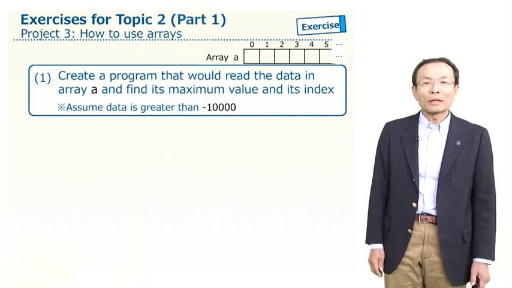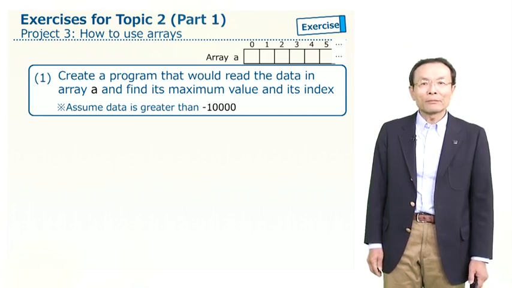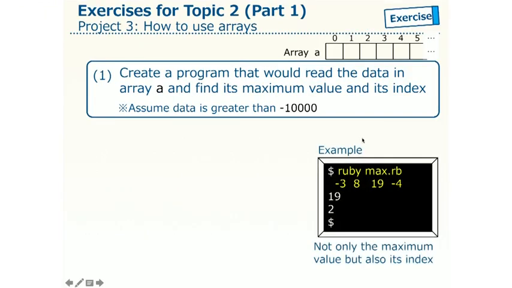Create a program that would read the data into array A and find its maximum value and its index. This is our problem. Let us take a look at an example of such an execution. Here it is. Let us name the program max.rb. Once that is done and run it in Ruby, the computer will wait for the input. Then, for example, you type in -3, 8, 19, and -4, and hit enter.